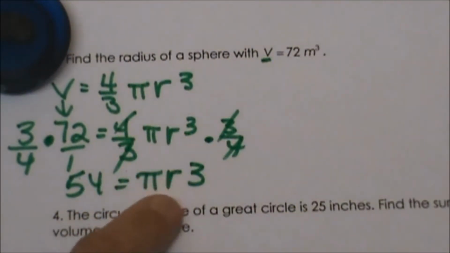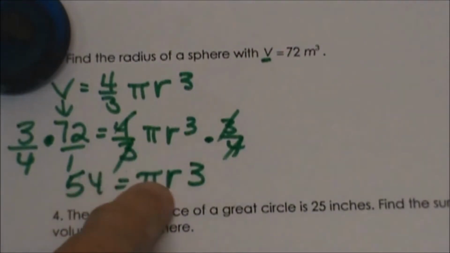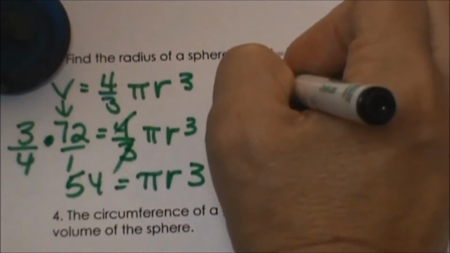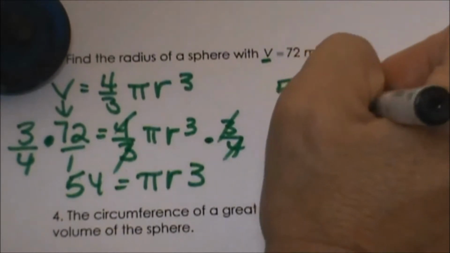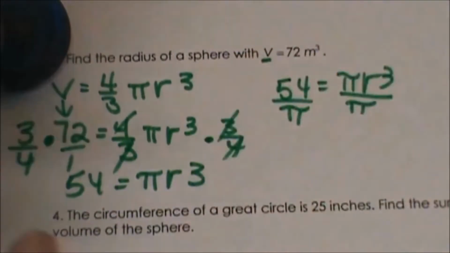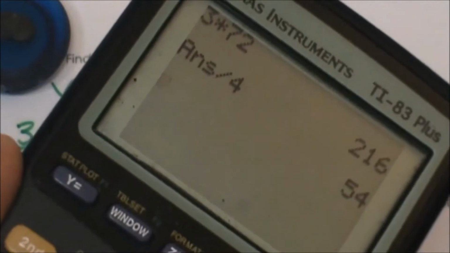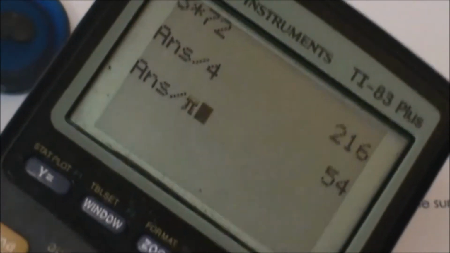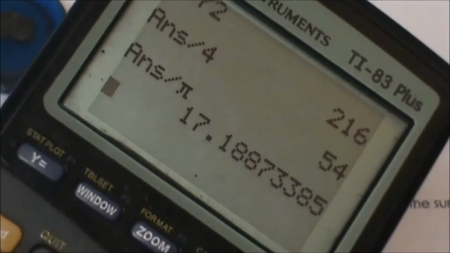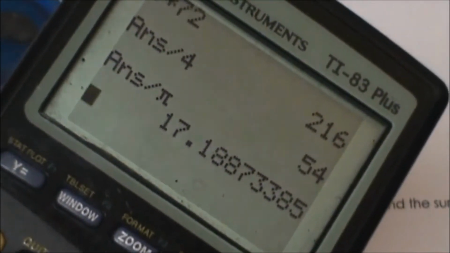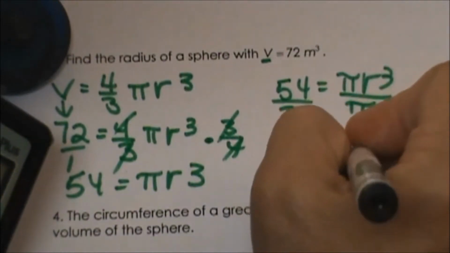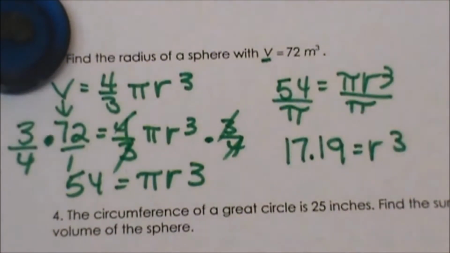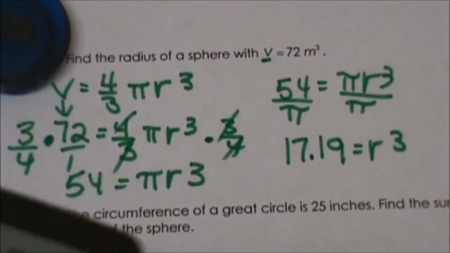Okay, we're getting closer, aren't we? Now we need to get rid of pi. And remember, pi is just the number 3.1415, so we can just divide by that. So we're going to take 54 and we are going to divide both sides by pi. So I'm going to take my 54 and I'm going to divide by pi. And I get 17.19. So 17.19 is equal to r cubed.